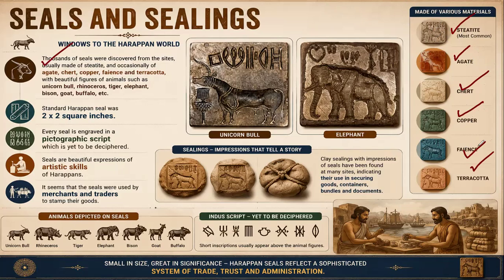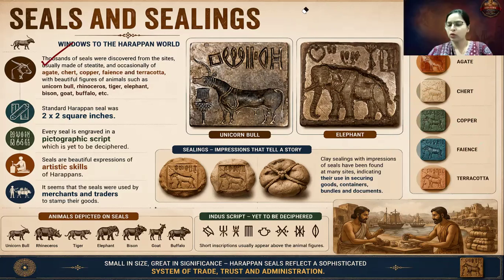And finally is your terracotta. Okay, so do remember all these materials that were used to make the Harappan seals. Now, seals were of different shapes and sizes, but if you look at a standardized or a particular seal which is found across the sites, that is a seal which is 2 by 2 square inches. So the standardized Harappan seal was 2 by 2 square inches.